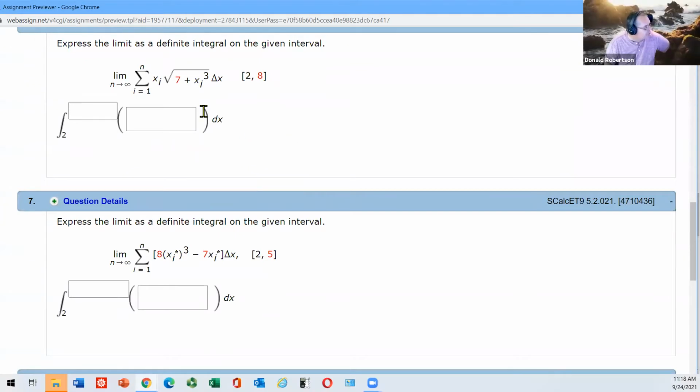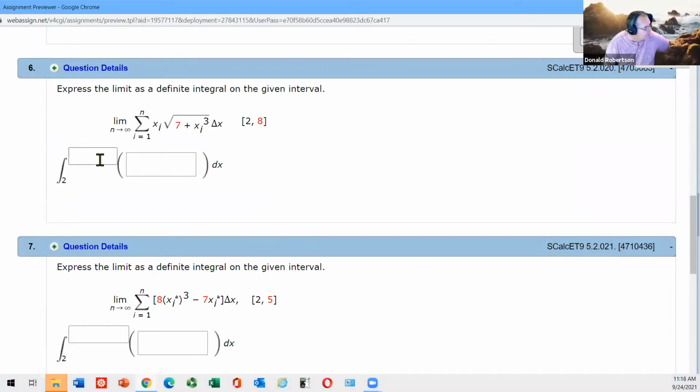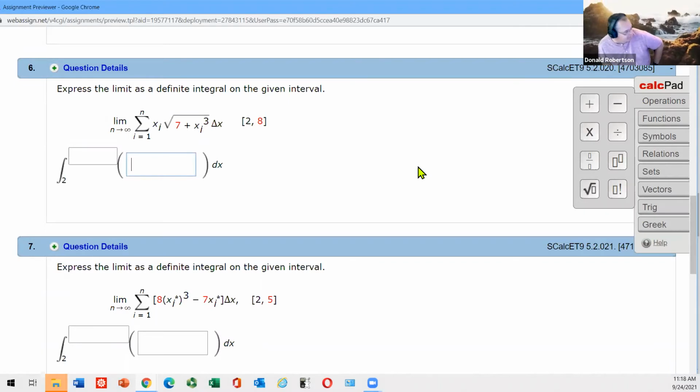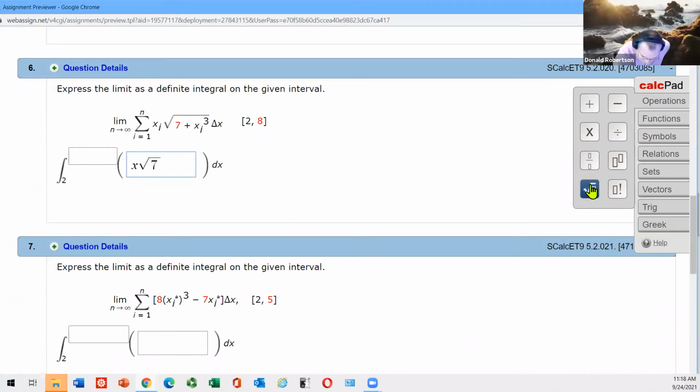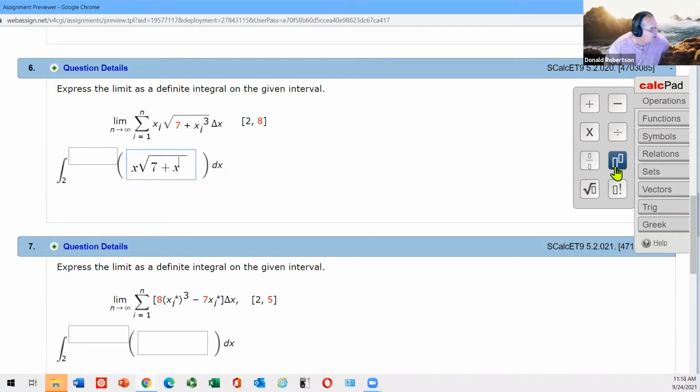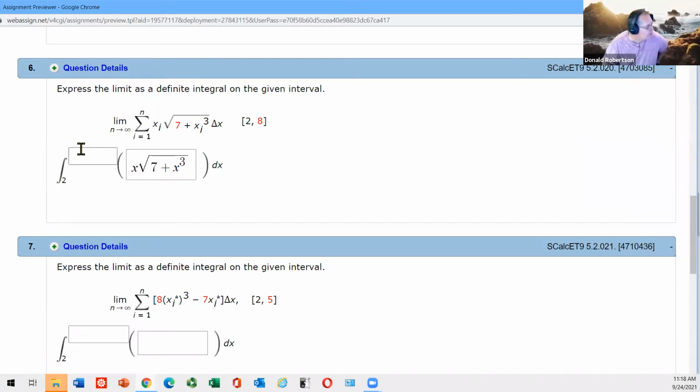This is question 6. What number goes here? 8. Okay, what expression goes here? x square root of 7 plus x cubed. Okay, so there's an x, and there's a square root of a 7 plus. Hopefully you're getting more comfortable using this little math pad at the other side, right? And what, 8 goes there? Looking good?